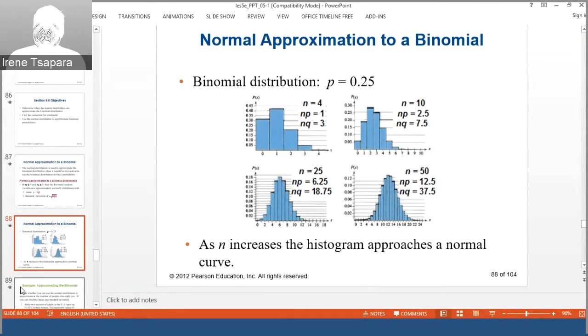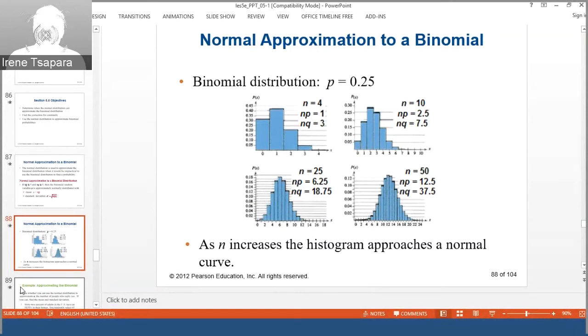Then, when the trials become 10, the np is 2.5, the nq is 7.5. The np is 2.5, it's lower than 5, and you see that still we don't have a bell-curved histogram. When the n becomes 25, then both of them are higher than 5. And now, in this graph, on the bottom left, you can see that the graph looks like a bell histogram.